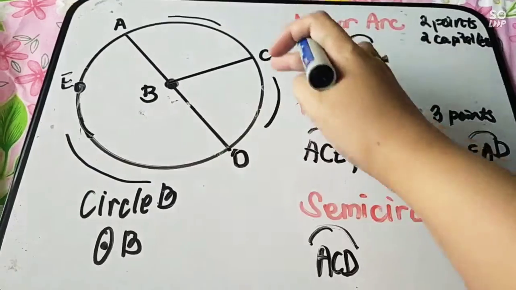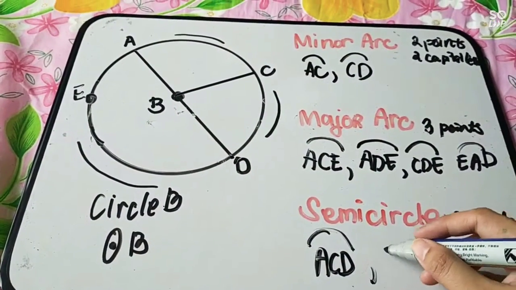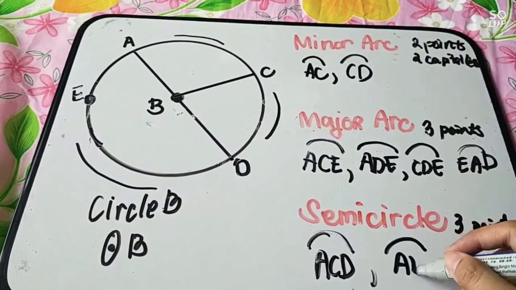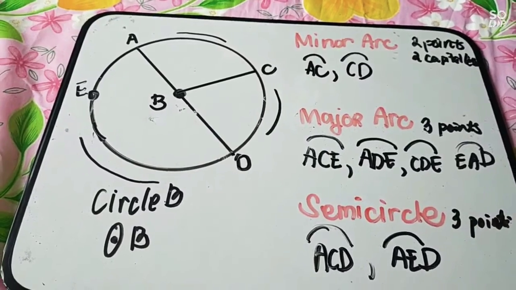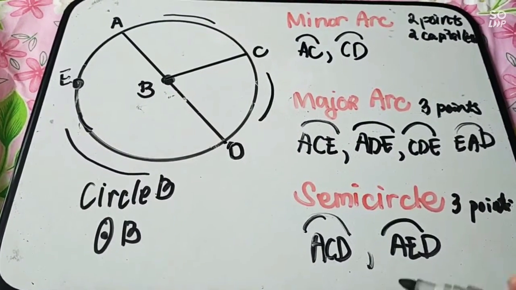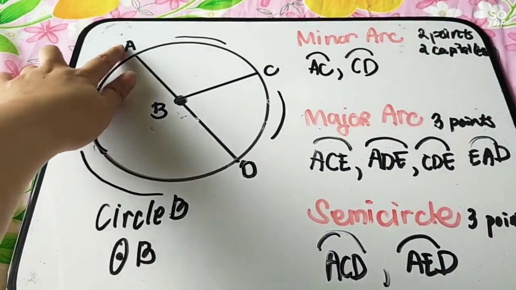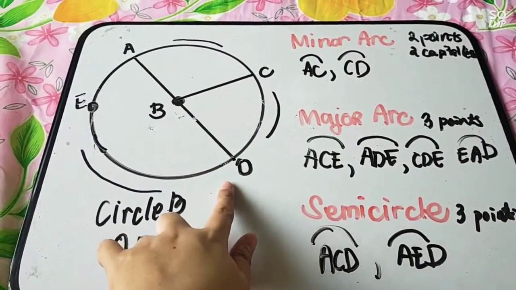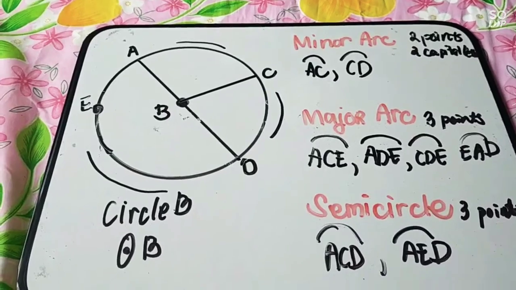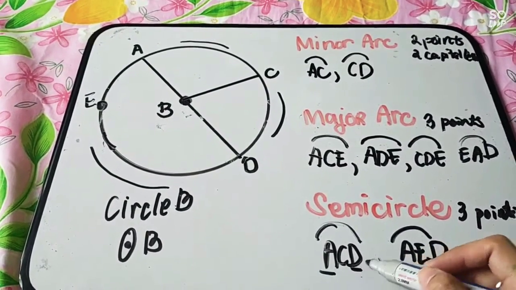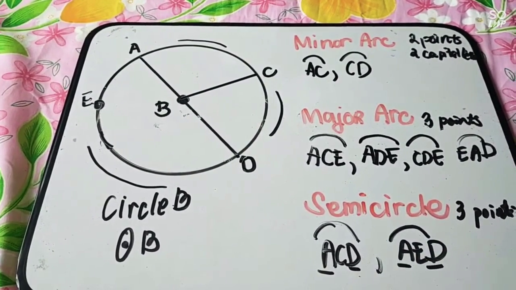Yan, ACD. Next, sino pa? Arc AED. So, yan lang yung ating semicircle, kasi ito lang yung ating diameter, si AD. So, kailangan kapag magne-name ka ng semicircle, yung kanyang dulo is point from the diameter.